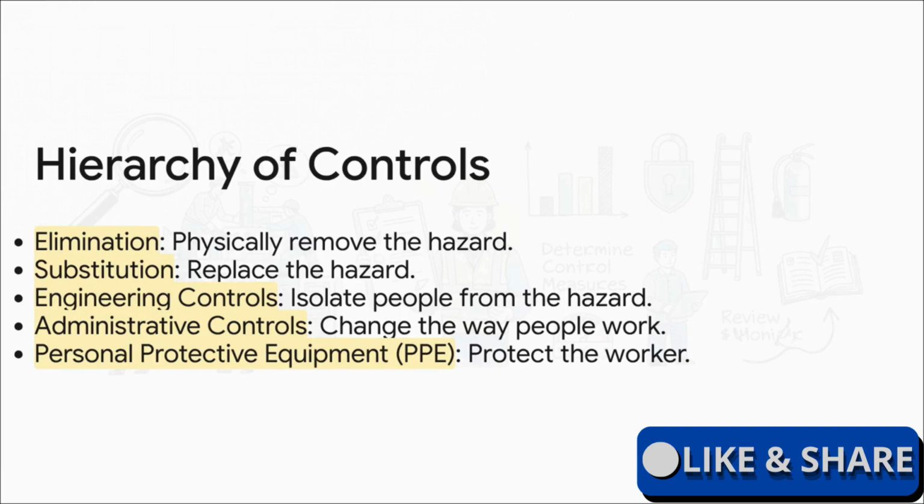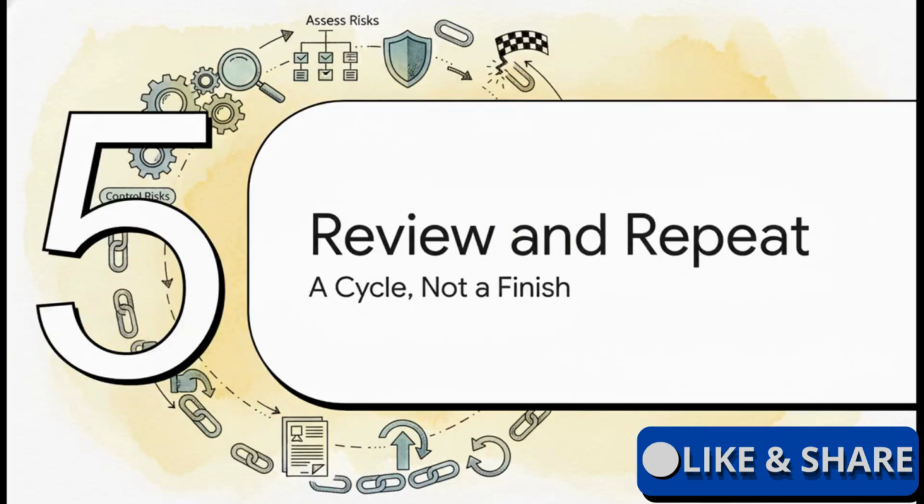Now look way down at the bottom. That's personal protective equipment, or PPE. Look, a hard hat is crucial, but it's designed to be the absolute last line of defense, not the first solution you reach for. So we've identified the hazards, we've assessed them, and we've put controls in place. We're all done, right? Well, not quite. And that brings us to the final and maybe most important part of the blueprint: review and repeat.